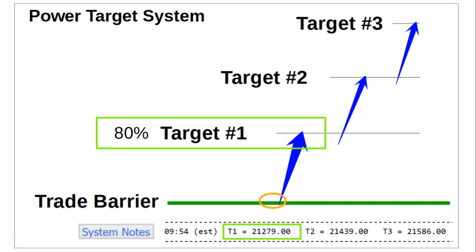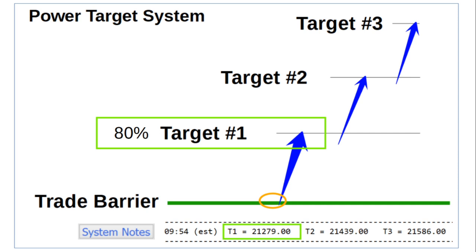The initial launch of the momentum move, but we don't want to trigger in and get faked out and sucked in too early, right? Because then we can run down and hit a stop. So it's a delicate balancing act, and the system does that. And that's where we get our trade barrier from.